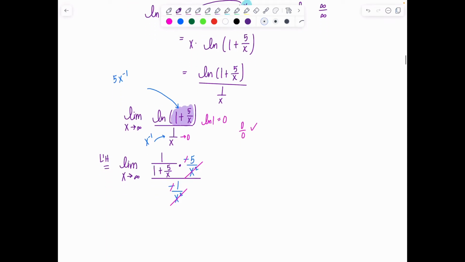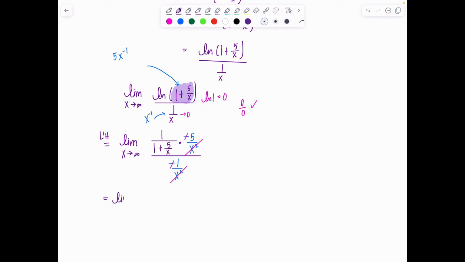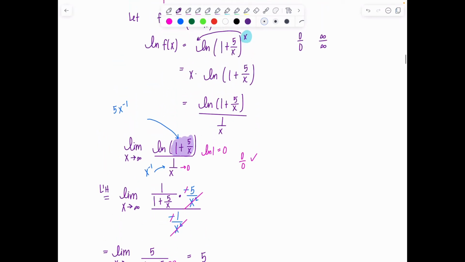So now I'm just going to write this here as limit x goes to infinity of 5 over 1 plus 5 over x. Wow, so beautiful. Then as x goes to infinity, 5 over x goes to 0. I'm just going to be left with 5 over 1, which is 5. Now, hold on, we're not done. What is 5? 5 was the limit as x approached infinity of natural log of f of x.